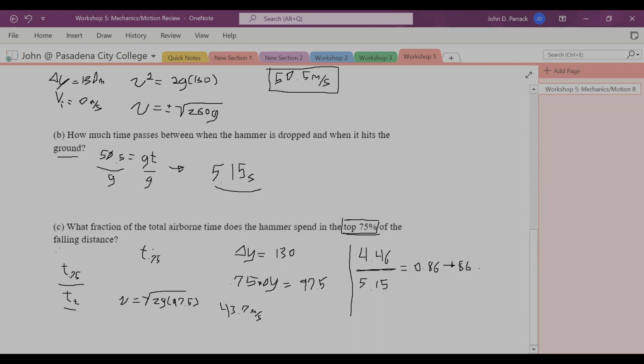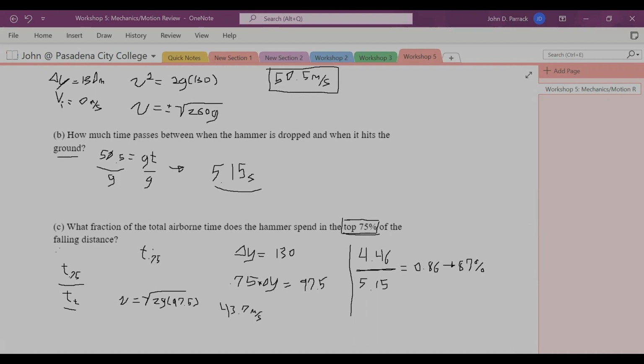Actually, I think if I round this, 86.6, we could say 87%. Let's round, just to get a nice two-digit finish here. I'm just rounding up. It takes about 87% of the falling time to cover the first 75% of the distance. Cool, I love that one.